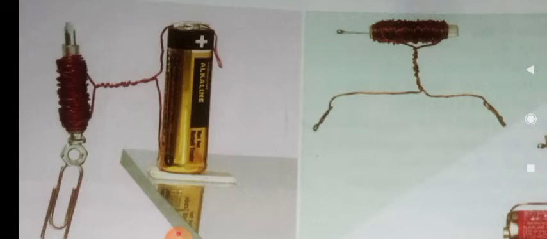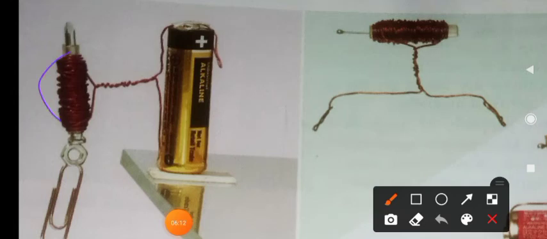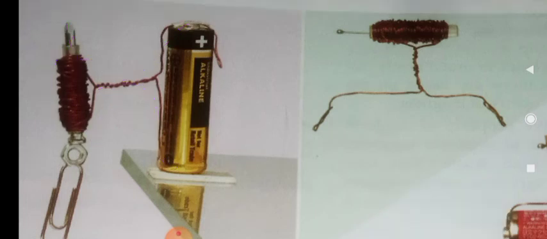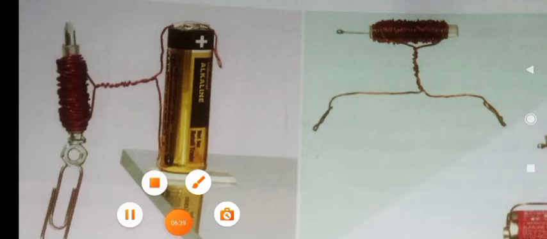Okay, look at the diagram. Here, coil, iron nail. The iron nail is wound with copper wire, and the two ends of the wire are attached to a battery. As long as the current passes through this coil, the iron nail will behave like a magnet and attracts the magnetic materials.